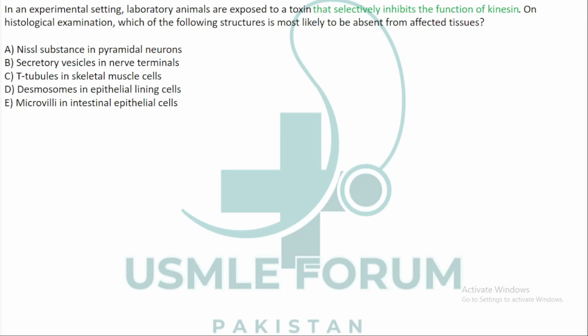So the teaching point here is simple but high yield. Kinesin is responsible for anterograde transport, and anterograde transport in the neuron is the movement of vesicles to the axon terminal, right? So if you knock out kinesin, the axon terminal runs dry of neurotransmitter vesicles. That's your clue for this question. So the final answer is B, secretory vesicles in the nerve terminals. That's it. Nothing more, nothing less than that.